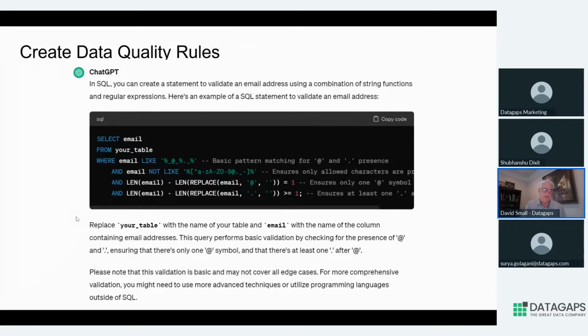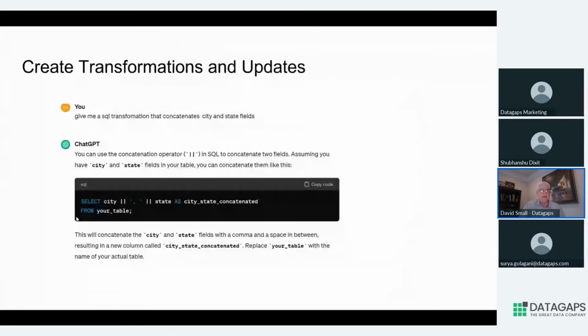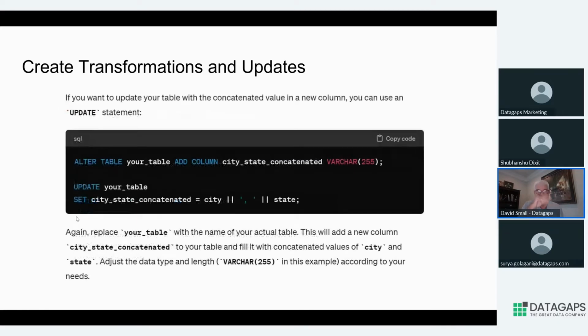If I wanted to, I could copy this and use it elsewhere. Another simple transformation I asked it: can you concatenate two fields, city and state? And it not only did that concatenation, again a simple statement, wouldn't necessarily be something you'd use ChatGPT or Gen AI for, but you could take this and use it in your code. But it also told me how I could update my tables based upon that concatenation.